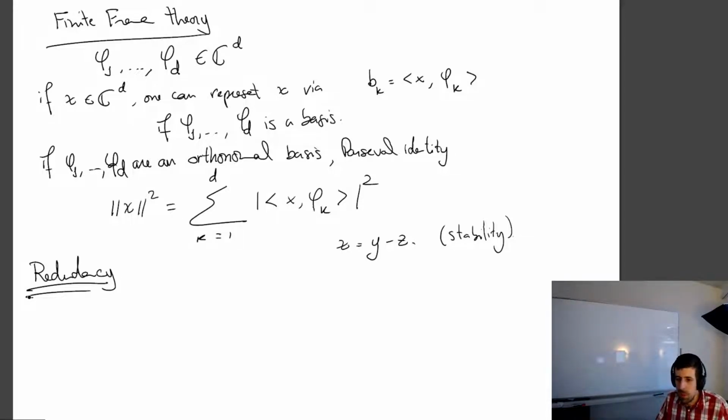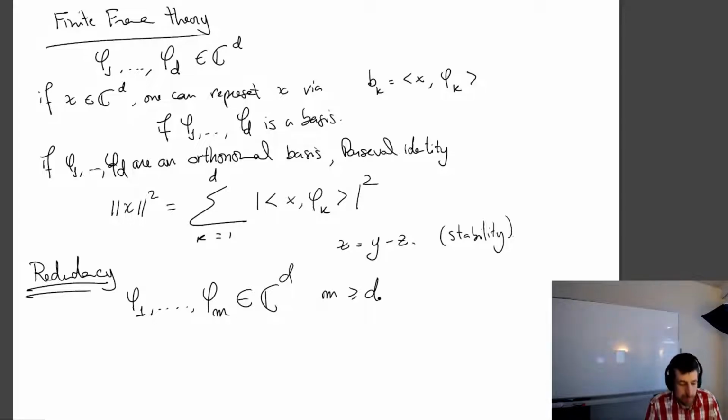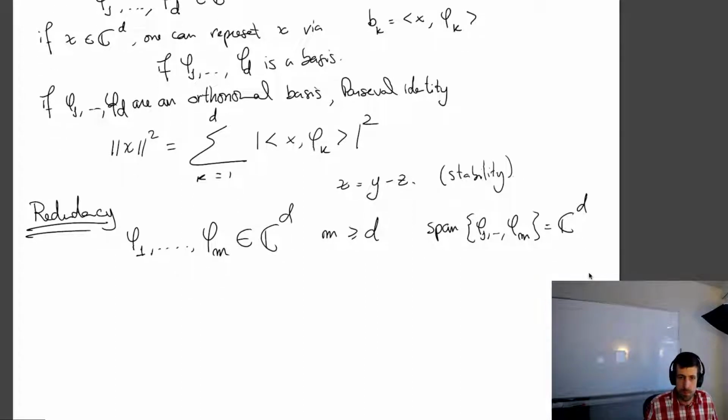I'm not going to motivate this too much, but I should say that this is very useful in, for example, signal processing and communication. The idea is to take not just a basis, but to take phi 1, ..., phi m in C^d with m potentially bigger than d. Here we want them to span, so their span should be equal to C^d. They should span the whole space.